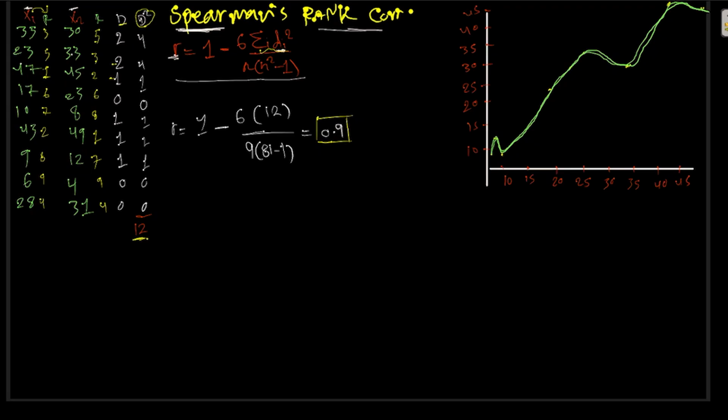Now just plug into the formula. You got 12, which is down from here, multiplied by 6 divided by this quantity, then you get 0.9.